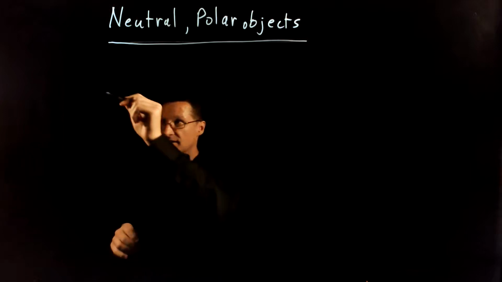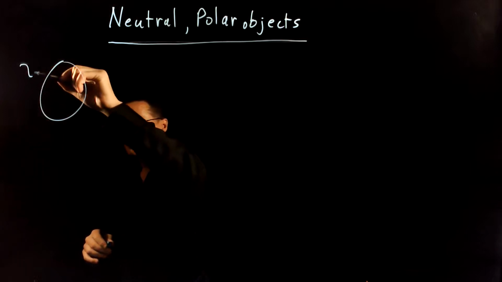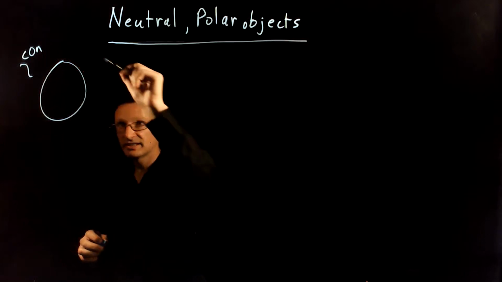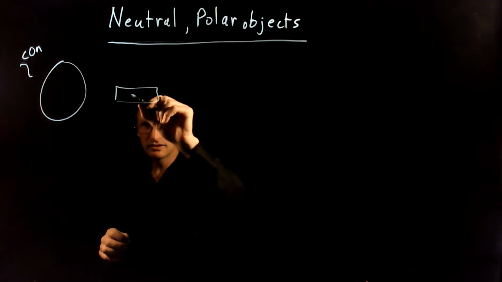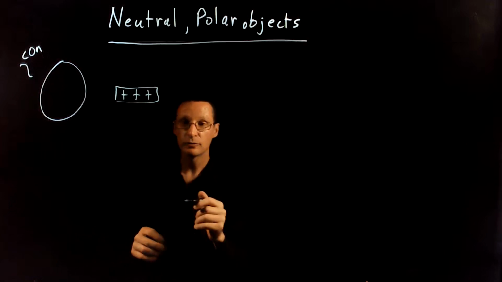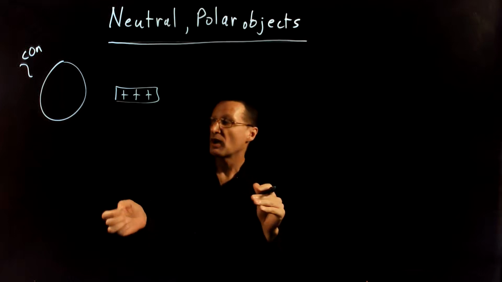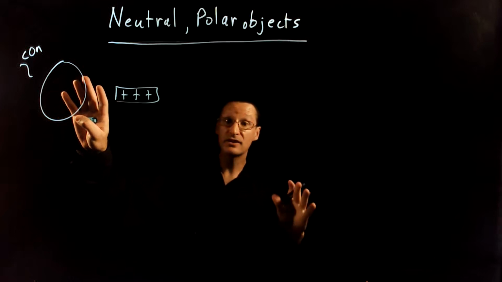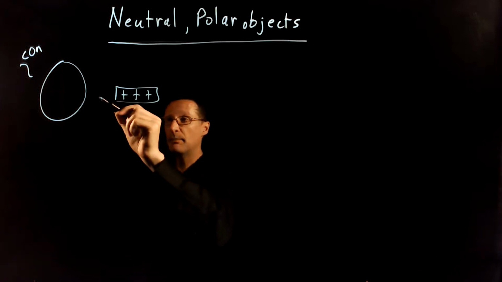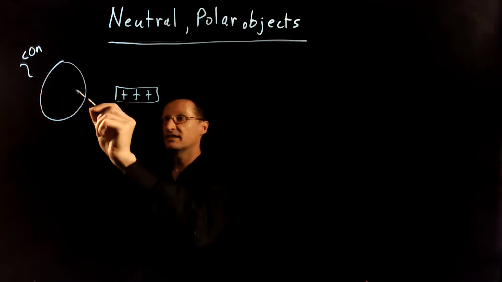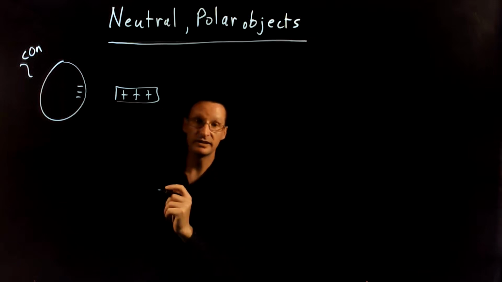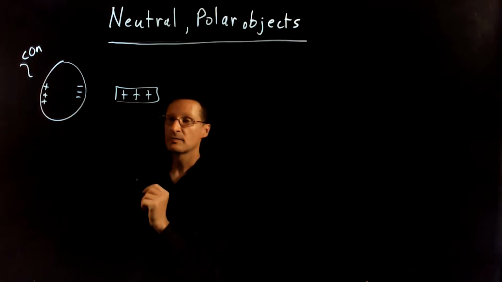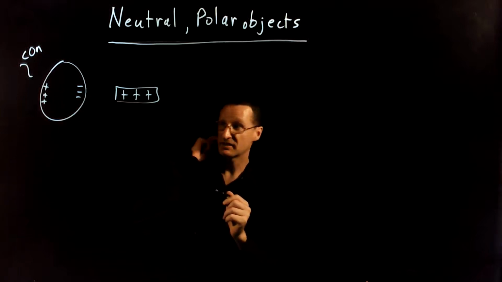All right, so let's start by thinking about, let's say we have a conducting sphere, like a conducting ball or something like that. That's a conductor. And we put it next to a positively charged rod. What's going to happen? Well, the conducting sphere has positive and negative charges inside it, and those charges are free to move. So what's going to happen is that the negative charges in this conducting sphere are going to be attracted to this positive rod, and the positive charges are going to be repelled. And so they're going to try and get away as much as possible.